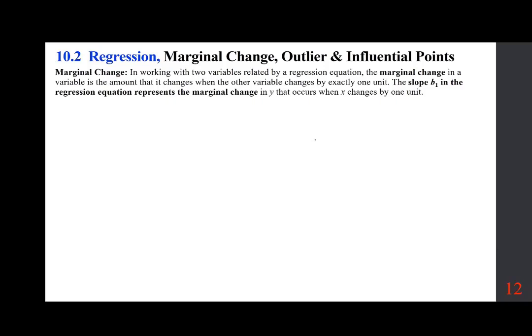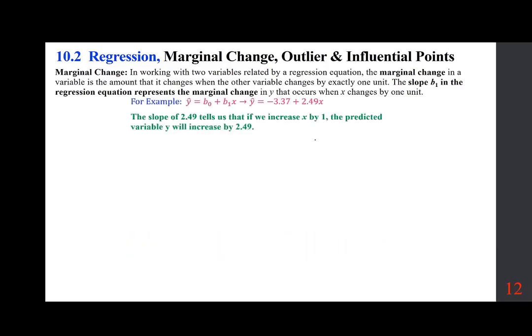So as an example, this is the formula for y bar, class. y bar is negative 3.37 plus 2.49x. As you can see, the slope is 2.49. It's very clear the slope is 2.49 mx. If you will highlight, you want to put that again. So what happens if you increase x by 1?